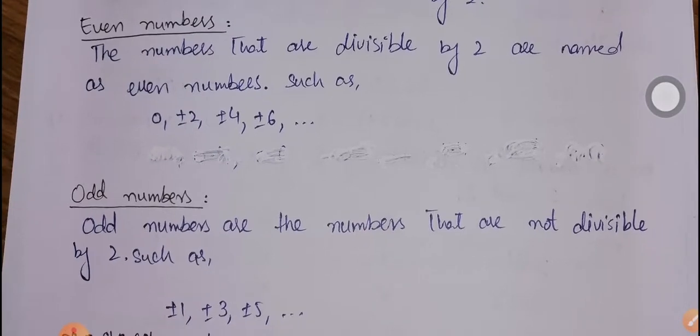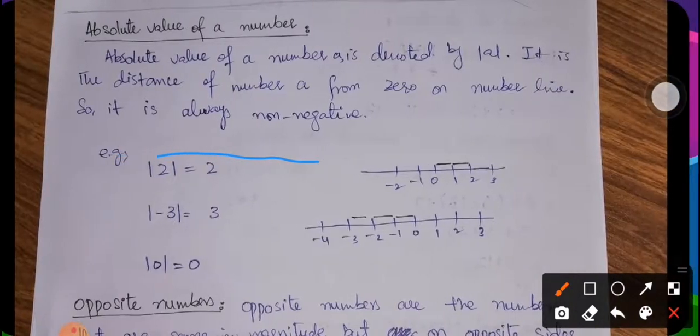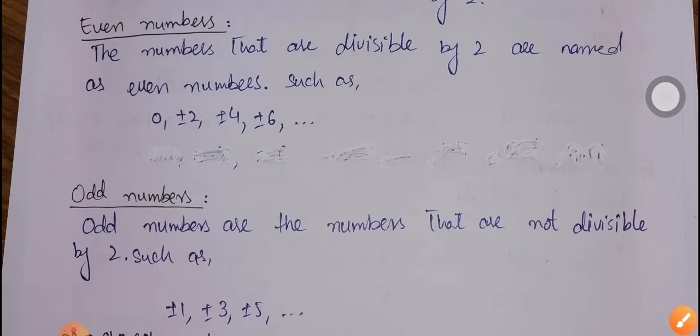So the numbers that are divisible by 2 are clearly 0, plus minus 2, plus minus 4, plus minus 6, and so on, while on the other side the odd numbers are plus minus 1, plus minus 3, plus minus 5, and so on. 0 itself is an even number because 0 is divisible by 2. In fact, 0 is divisible by every number. That's why it is also divisible by 2.